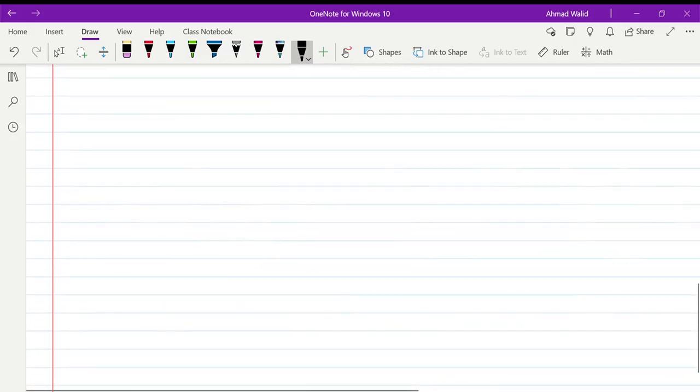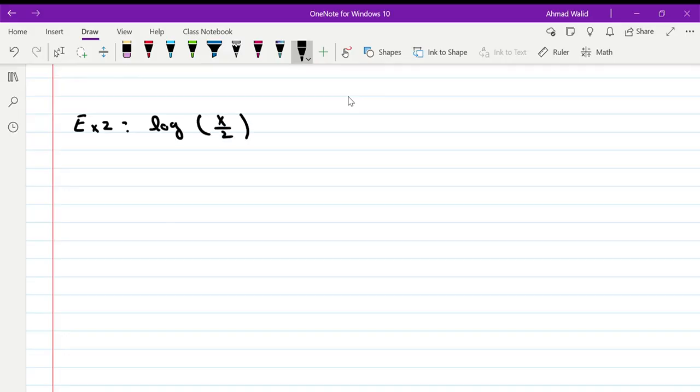Example number 2. Again, expand. Log of x over 2, of course base 10. Quotient rule, right? Then I can write log of x minus log of what? Log of 2. Very easy.